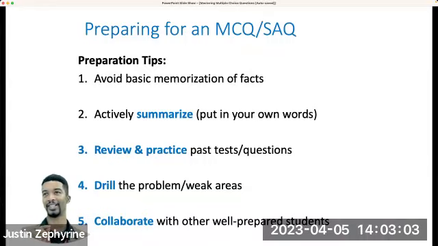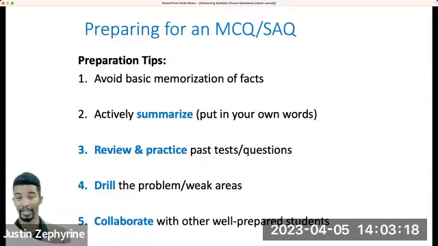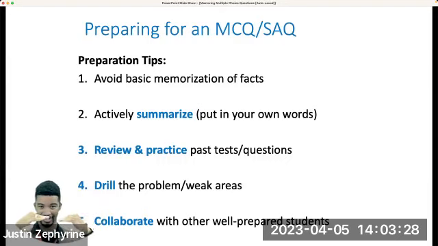There's a saying that goes something like this. It's only difficult or impossible until it's done, all right? So do it a couple times and you'll get used to it and you will not be so shell-shocked or stunned when you see it in the exam room. Again, as I said before, collaborate with other well-prepared students. Notice the emphasis is well-prepared students, not the underprepared. You don't want to be like this and then you come down like this. No, no, no.